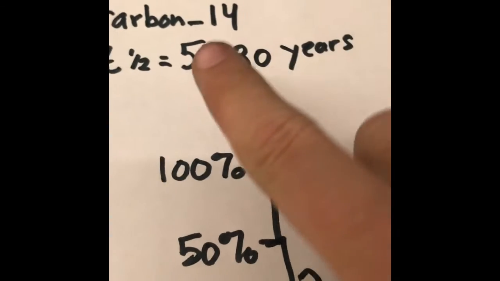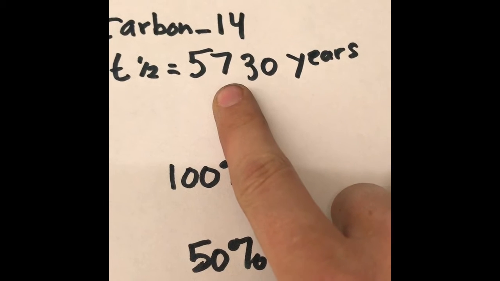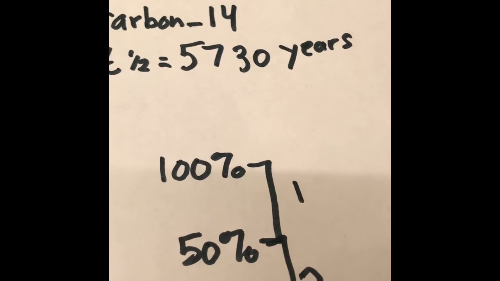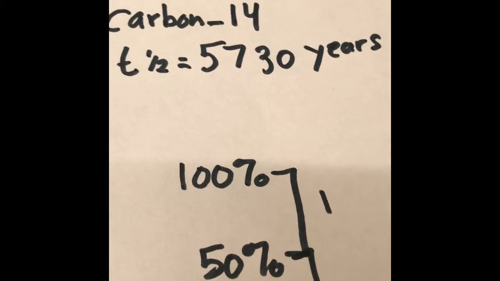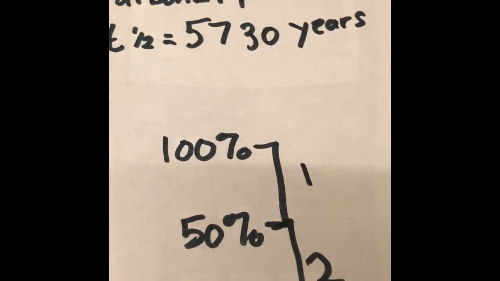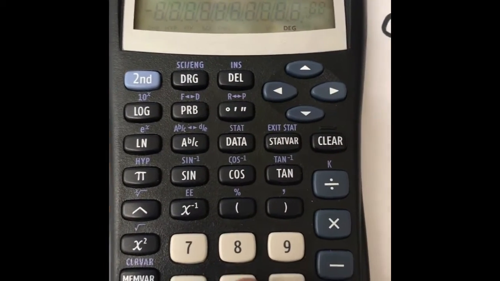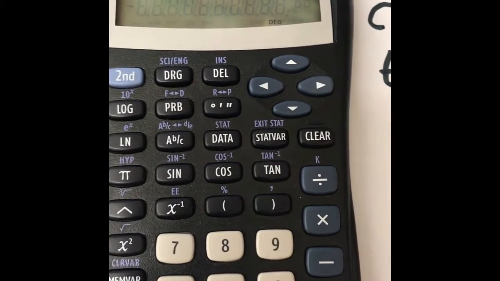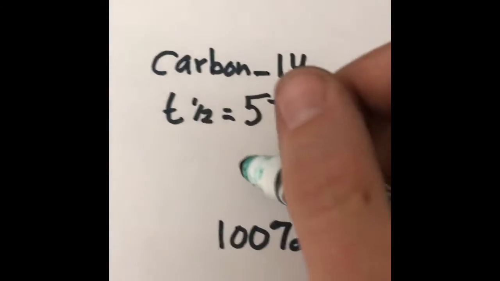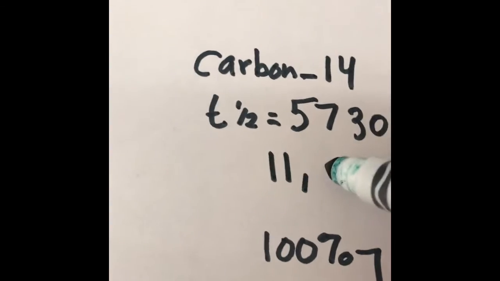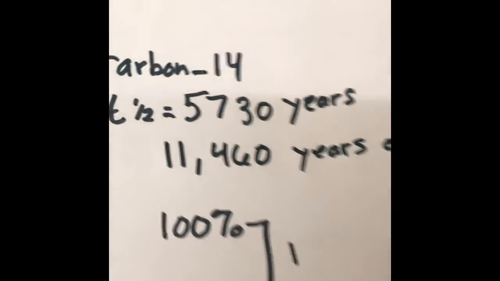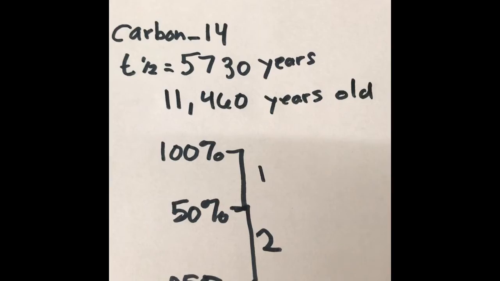So basically 2 half-lives have occurred since our sample started to decay. If 2 half-lives have occurred, we know the length of 1 half-life, so we can multiply that by 2 to figure out the age of our sample. So we take the half-life, 5,730, times 2. The age of our artifact is 11,460 years old. That would be the answer to this first problem. Okay, that's how we solve practice problem number 1.